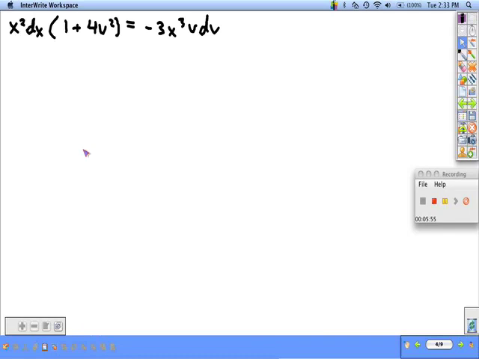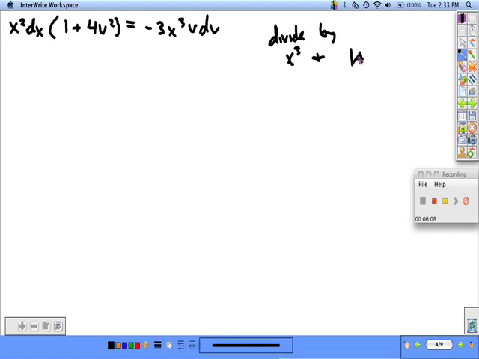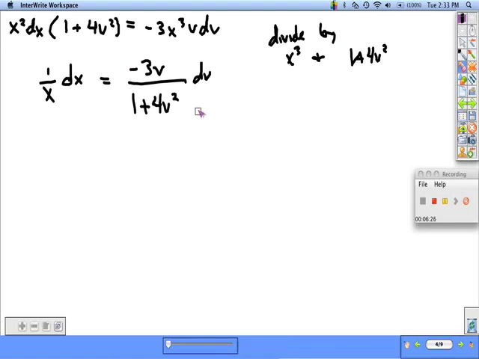And we're almost separated. I'm going to divide both sides by x cubed. And 1 plus 4v squared. x squared over x cubed is 1 over x. And then I get negative 3v over 1 plus 4v squared dv. Now we have our variables separated. Now we're going to integrate.